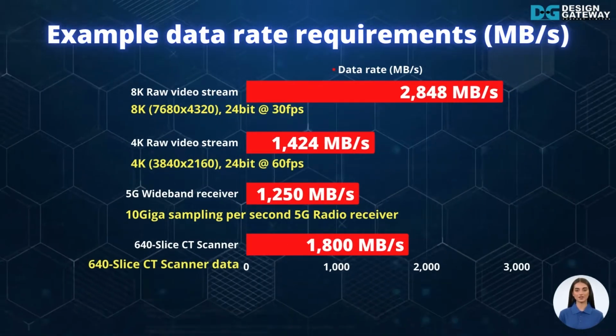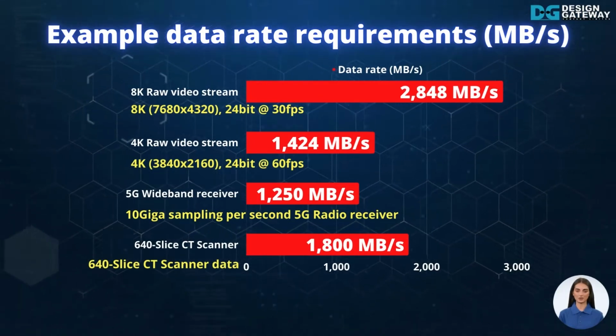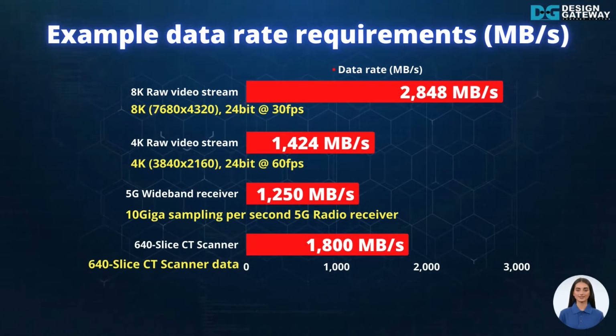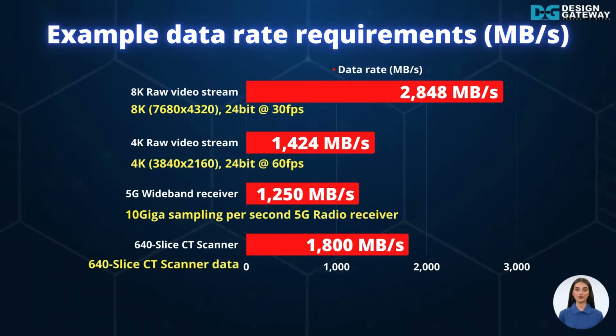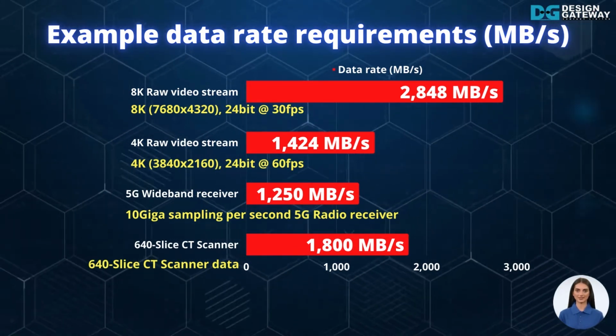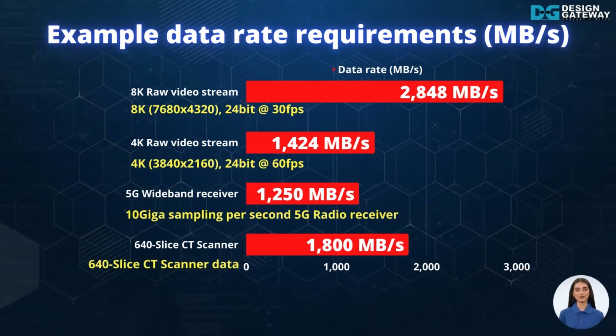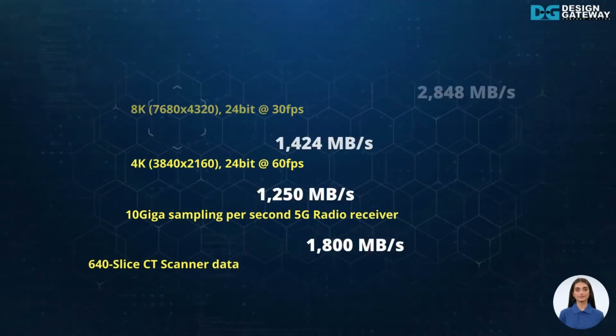In an 8K RAW video stream, 8K resolution with 24-bit color and 30 frames per second, needs to handle a data rate of around 2848 MB per second. In a 4K RAW video stream, 4K resolution with 24-bit color and 60 frames per second, needs to handle a data rate of around 1424 MB per second.